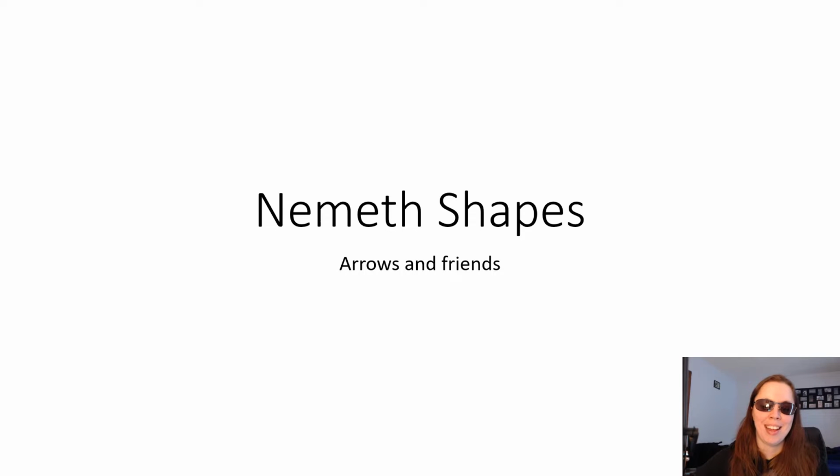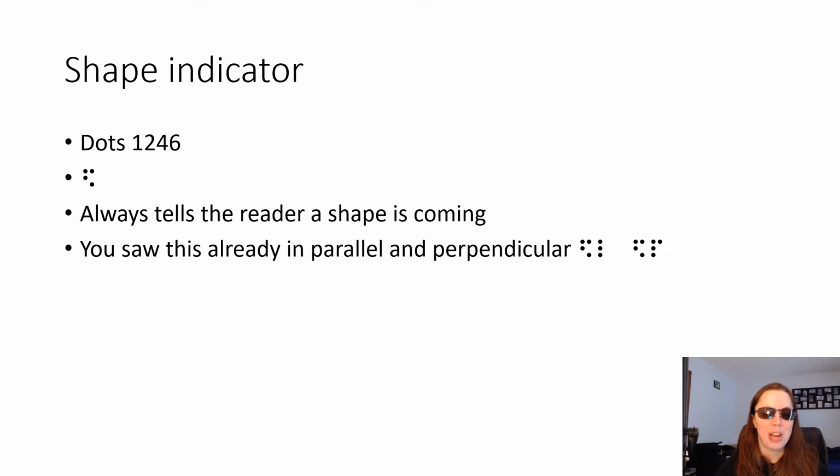Hey Braille students, let's talk about how to make some basic shapes in Nemeth, by which I mean arrows and some of their friends. All of the shapes in this mini lesson are going to use the shape indicator. The shape indicator, like all other Braille indicators, doesn't have its own meaning in print. It just tells you how to interpret whatever comes after it and gives you the heads up that you're going to interpret that thing as a shape.